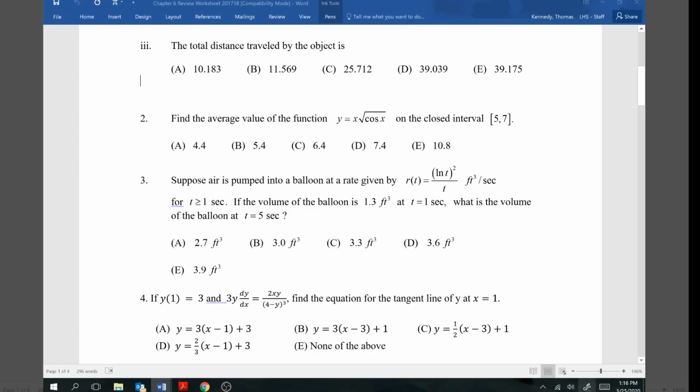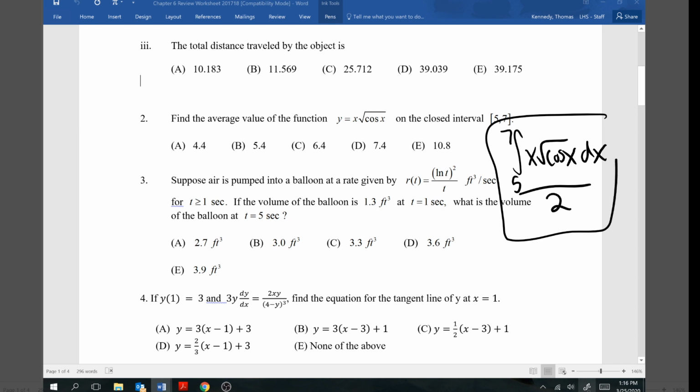It says find the average value of the function x root cosine x on the interval 5 to 7. So this is definitely something we're going to use a calculator for. Because to find the average value, we integrate and divide by the width. And so literally all you do is this, and chunk that into your calculator and get one of these beautiful answers.